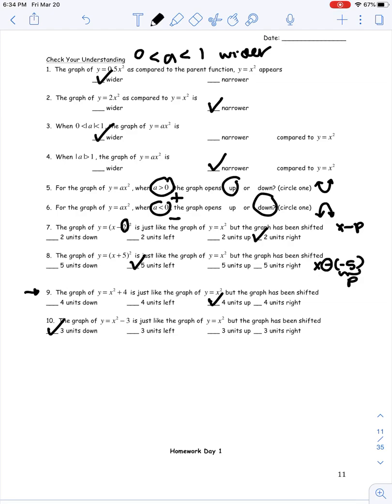Okay, so that is a summary of what I wanted you to take from that Desmos assignment.